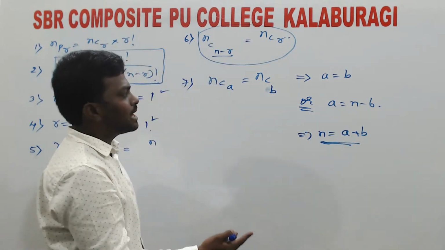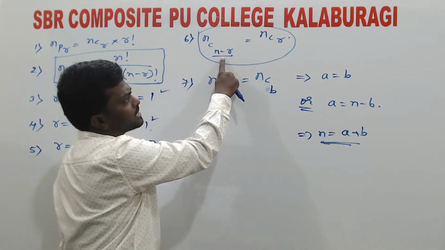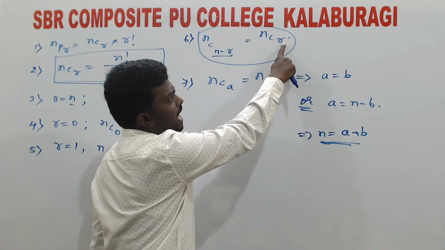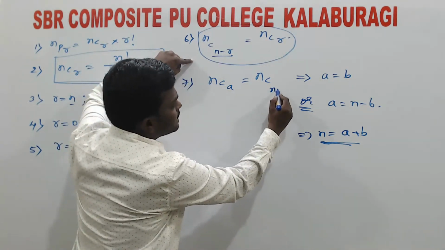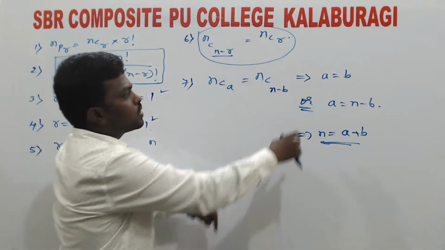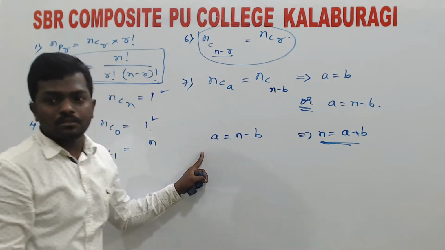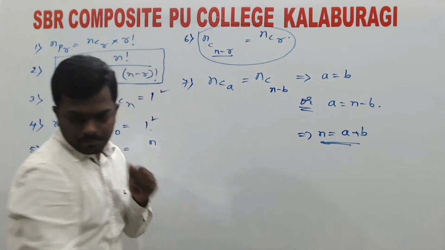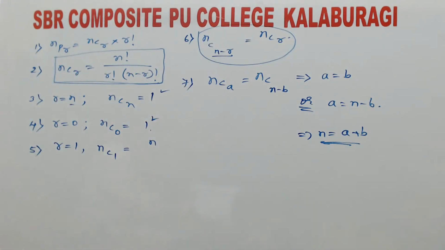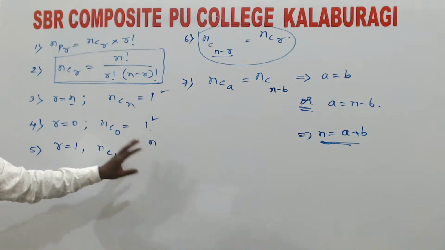Why am I writing n minus b? Because using this formula, just now we have seen nC(n minus r) is equal to nCr. So now I can write nCb as nC(n minus b). If these two have to be equal, then a has to be equal to n minus b. That's why a equals n minus b, and therefore n is equal to a plus b. So these are some of the formulas. Remember them, it will be very easy for solving.